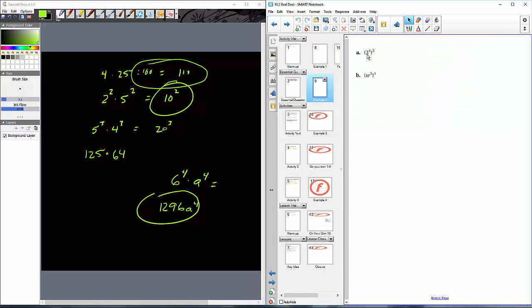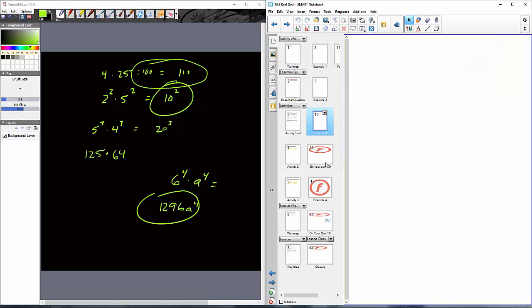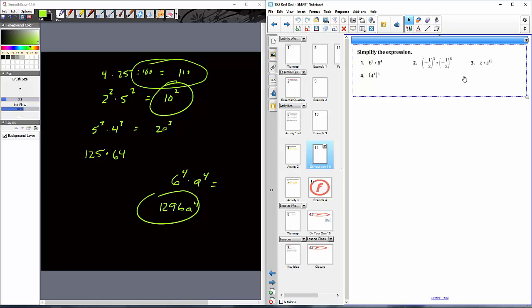Here's the other one, where I have my 3 to the 4th, so groups, and I have 3 of those, right? So this is power of a power property. This is also power of a power property. This here, I'm going to apply this to both. So this would be like 2, so this would be 8x cubed. This here would be 9x squared y squared. And these are all power of a product property. So here's a couple more. I want you to pause the video, try to solve them, and here are the various answers.